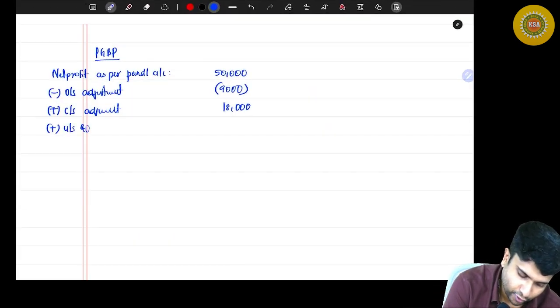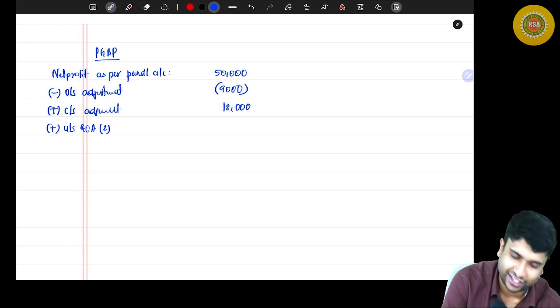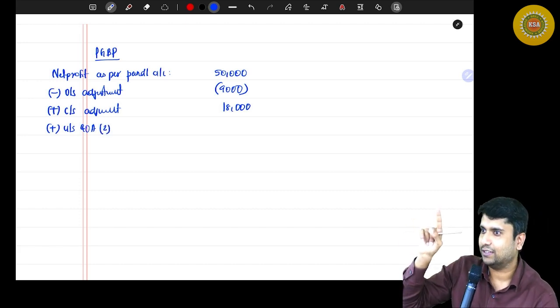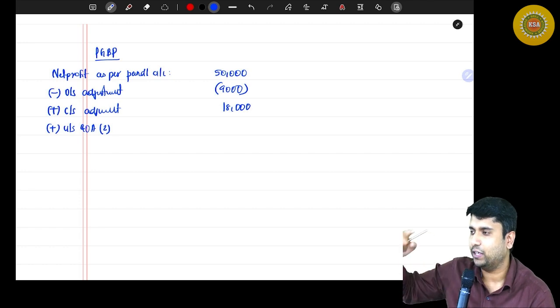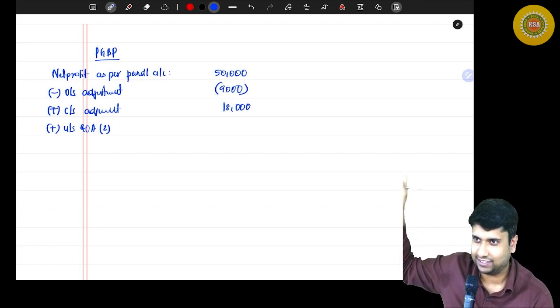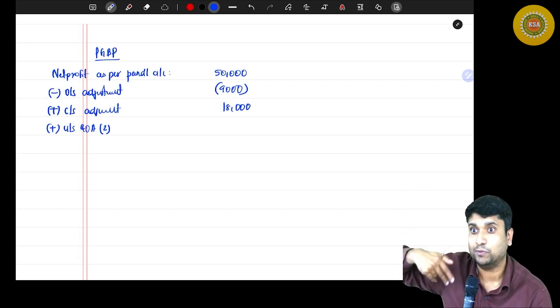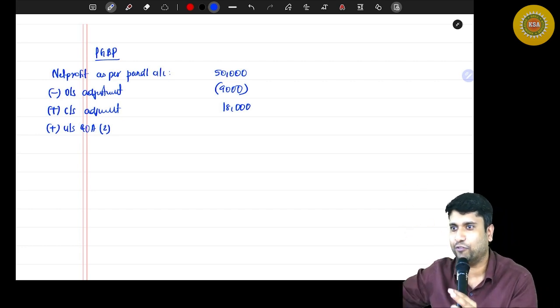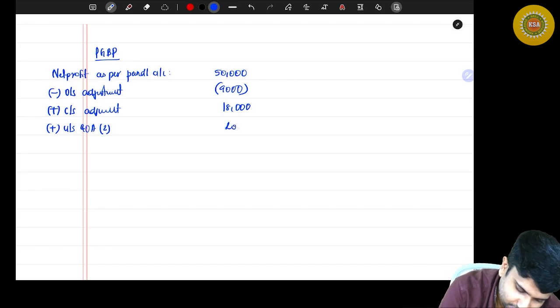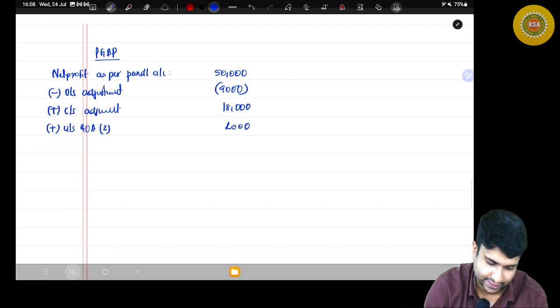In exams you have to write it in full, okay? You have to write: disallowance of rupees 2,000 paid to brother under section 40A(2). While I solve, since I'm so lazy, I will not write it in full. But in exams, you have to write it in full. So 2,000, you have to add back. Then what's next?